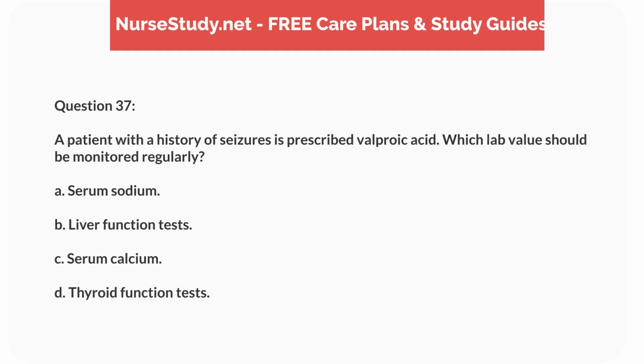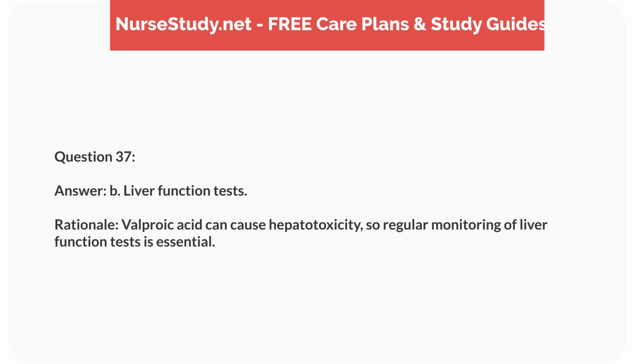Question 37. A patient with a history of seizures is prescribed valproic acid. Which lab value should be monitored regularly? A. Serum sodium. B. Liver function tests. C. Serum calcium. D. Thyroid function tests. Answer: B. Liver function tests. Rationale: valproic acid can cause hepatotoxicity, so regular monitoring of liver function tests is essential.